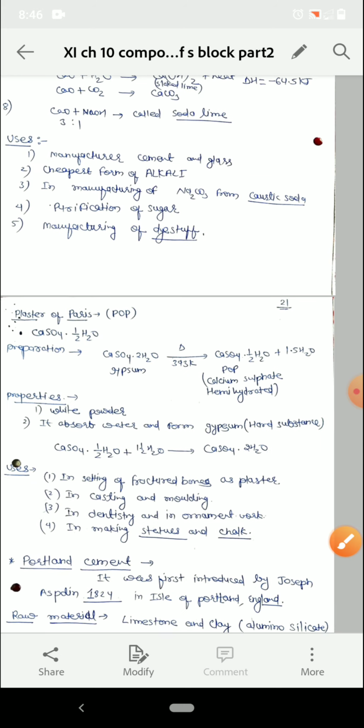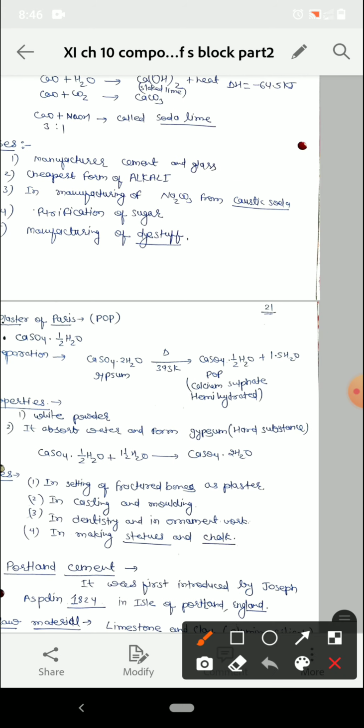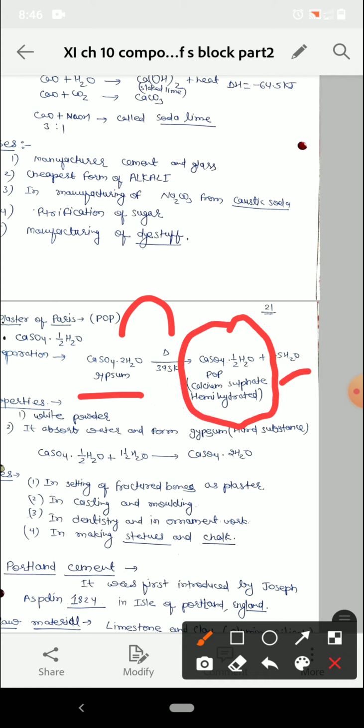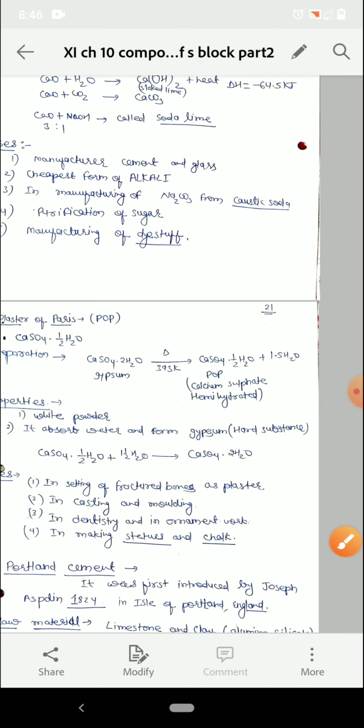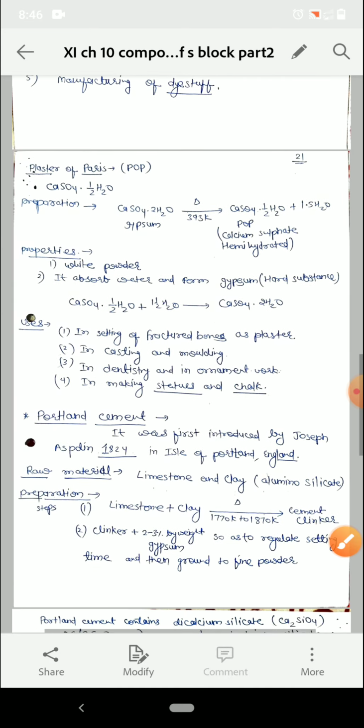We prepare this by heating gypsum. Gypsum is CaSO4·2H2O. When we heat this at 393 Kelvin, it will release water molecules and form CaSO4·½H2O, which is called plaster of Paris, calcium sulfate hemihydrate. Is it clear to all of you? So it is very important.